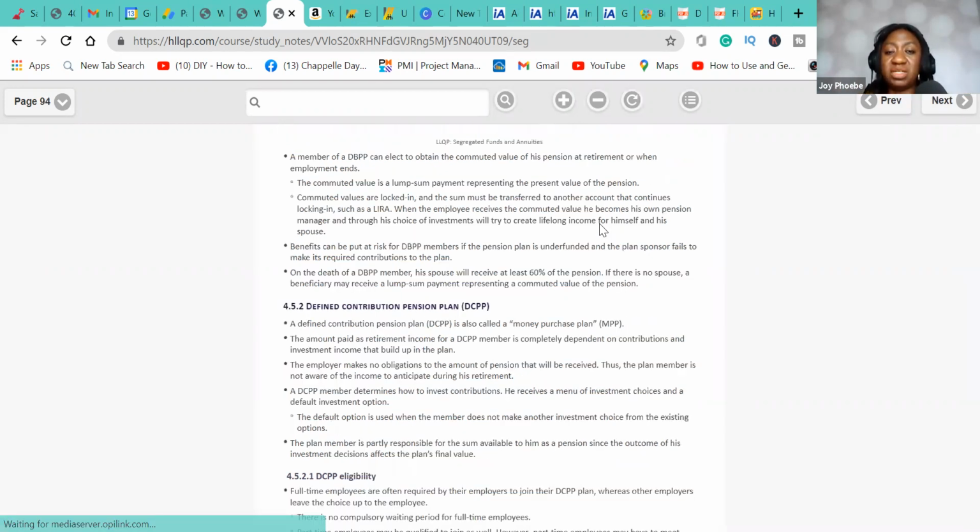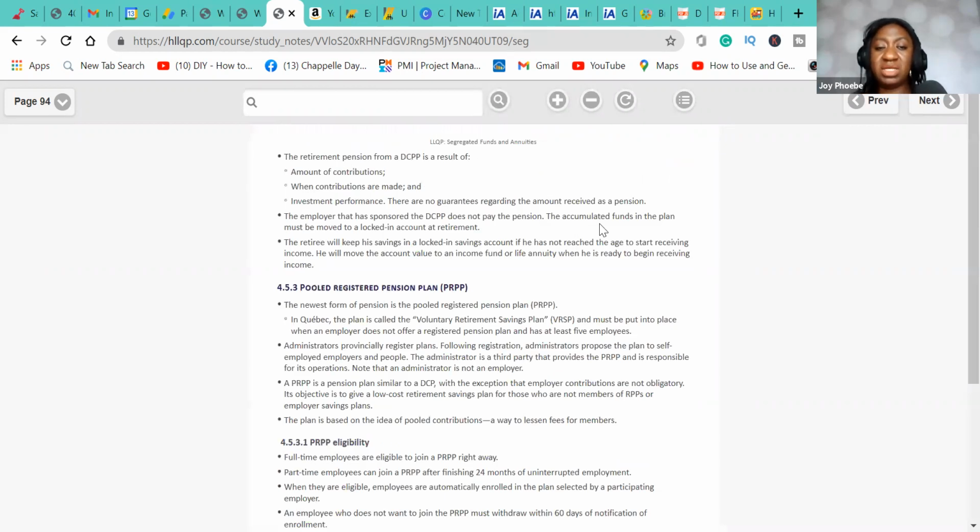Then we move on to pooled registered pension plan. Well, the newest form of pension plan is a pooled registered pension plan. We talked about this briefly earlier, right? So it is an administrator provincially registered plan. Well, it's basically where you have entrepreneurs and other smaller businesses coming together to provide a pension plan for their employees. Okay.